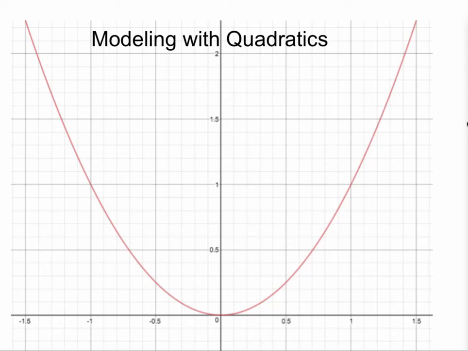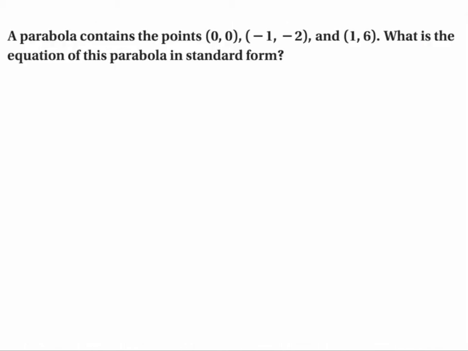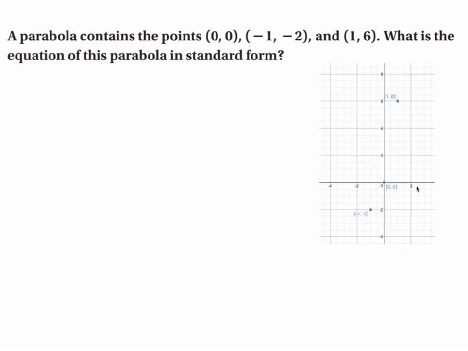Now, when you have a quadratic, there's a lot you can do so far as modeling goes. Suppose I have 3 points, (0, 0), (-1, -2), and (1, 6). And I want to know the equation of the parabola in standard form that goes through these 3 points. Now here is a graph of those 3 points, but that's not really helping me too much. Sometimes graphs will help you, in this case it doesn't.